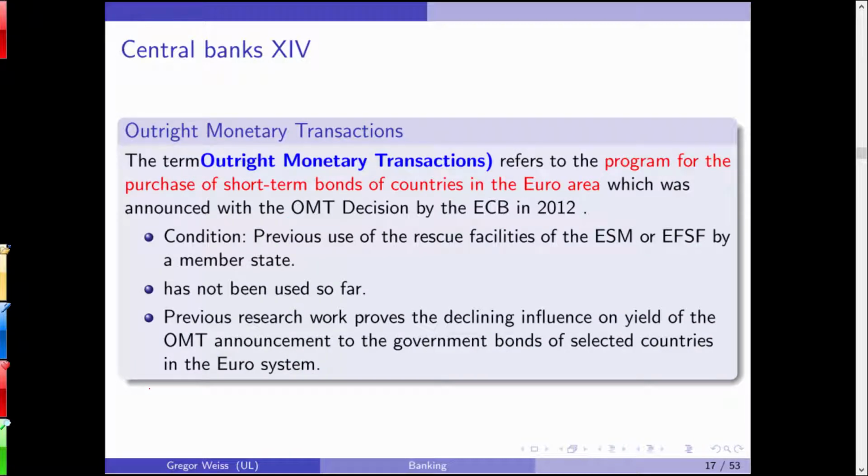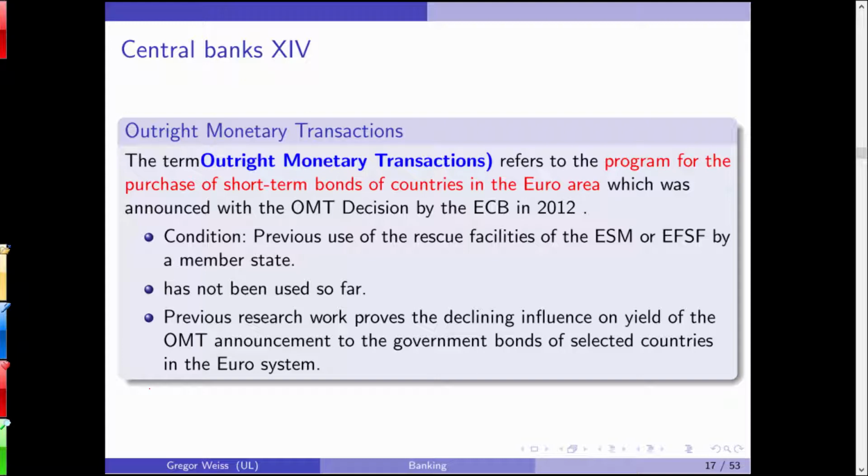And last but not least, we also have outright monetary transactions. This is, in fact, quite specific and quite peculiar to the European Central Bank. The previous instruments are more or less used by any central bank. The OMT decision by the European Central Bank is quite specific to the European Central Bank. What is it? In 2012, at the start of, does anyone know what outright monetary transactions are and what the OMT decision of the ECB was?